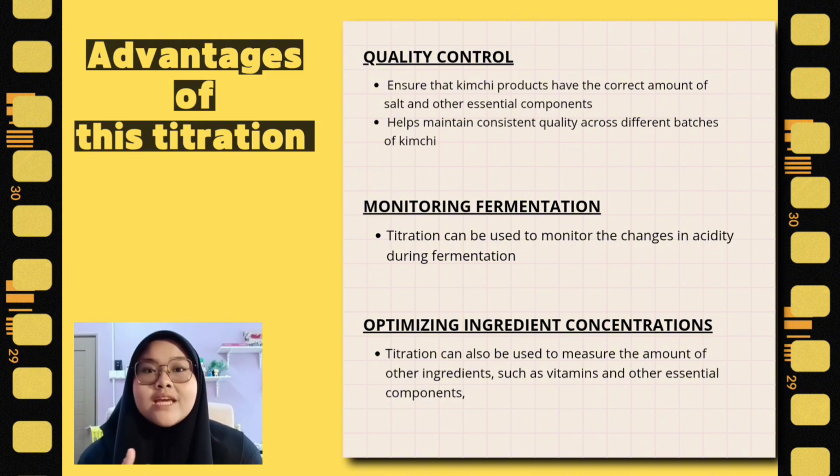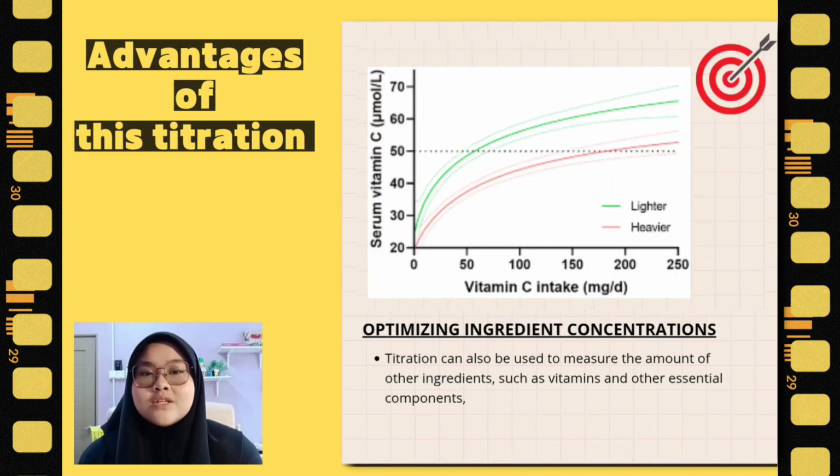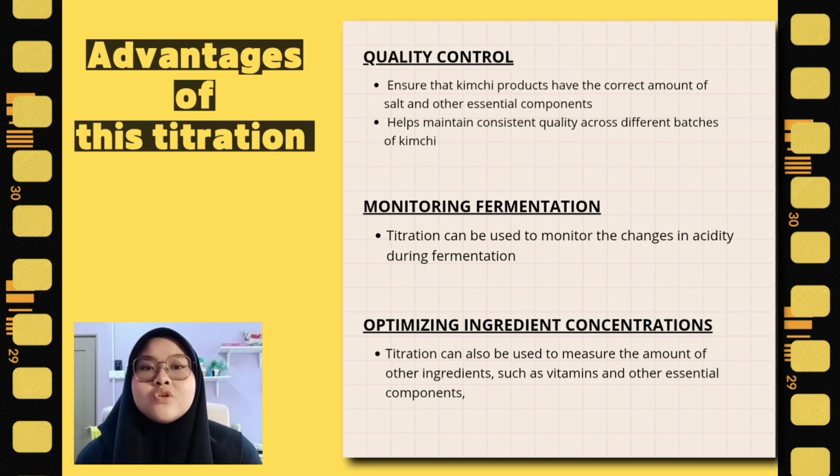The last one is optimizing ingredients concentrations. Titration can also be used to measure the amount of other ingredients, such as vitamins and other essential components, ensuring that kimchi products meet the nutritional requirements.